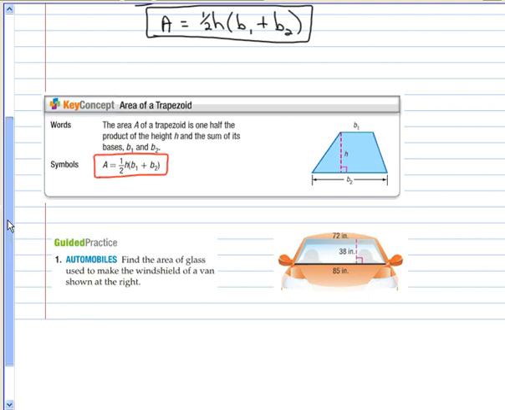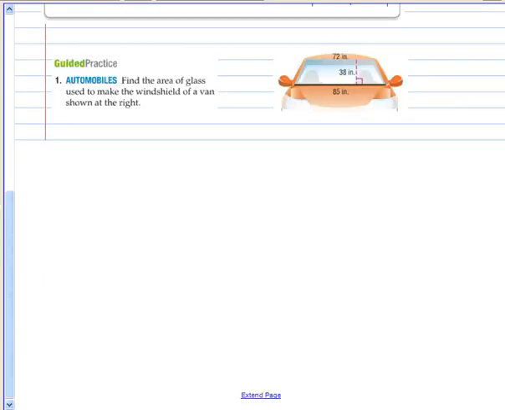All right, so now we know the formula for a trapezoid, so let's try it out. Find the area of glass used to make the windshield of a van shown at right. So we essentially have a trapezoidal shape. This is a flat windshield, I guess. It's not curved like in most vehicles, so that's kind of convenient for us. So we know area is 1/2 the height times base 1 plus base 2, and the more times you write it, the more firmly it is going to be placed in your memory.